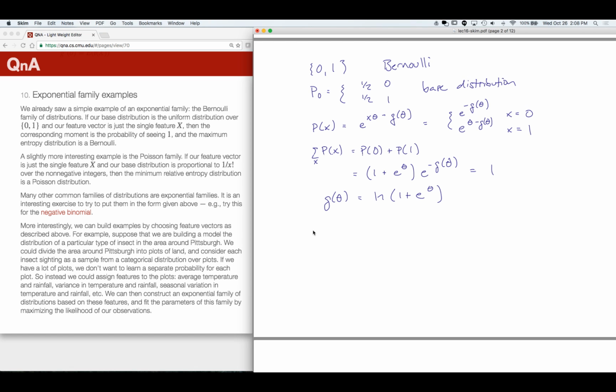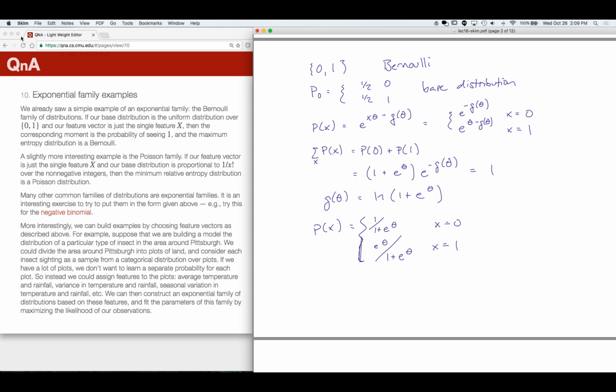And so that means that p of x is equal to e to the minus g of theta, right? So that's 1 over 1 plus e to the theta if x is 0, and it will be e to the theta over 1 plus e to the theta if x is equal to 1. All right?